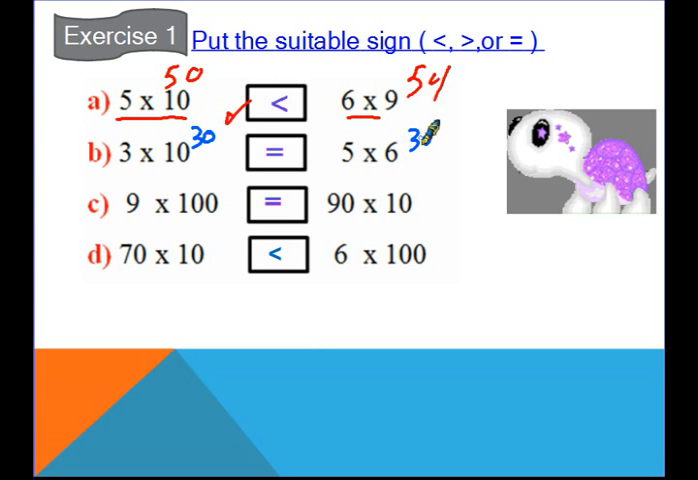So it is the same. I will put the sign of equal. Okay, so 3 times 10 equals 5 times 6.